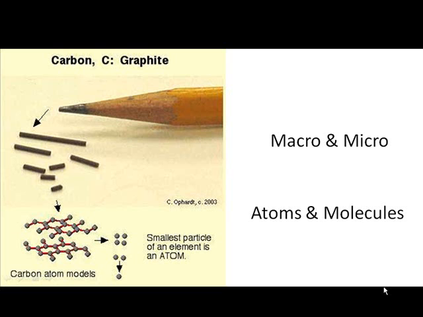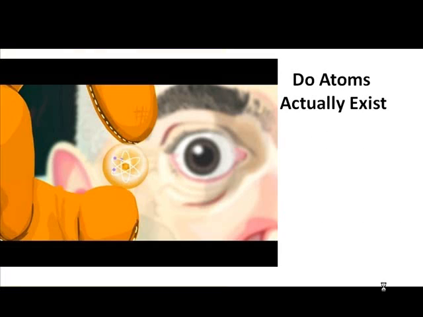Now, to understand how these molecules that make up graphite work, we need to understand atoms and how they make up these molecules. And so that kind of captures what this course is all about. Understanding the physical properties we experience and explaining them at the micro or atomic level.